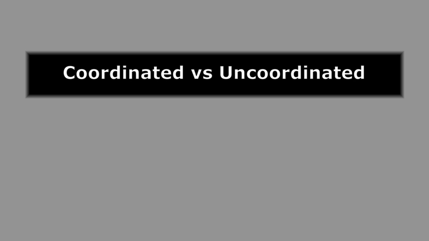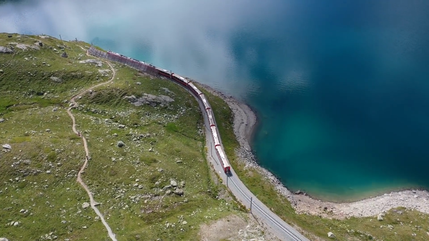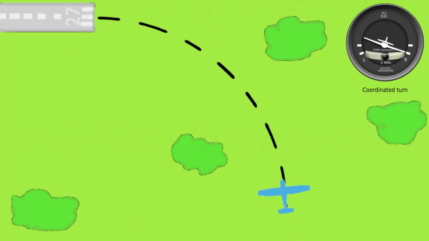Start with coordinated flight. Coordinated flight is when the nose and the tail move in the same direction. In this example, notice how the nose and tail are following the same path throughout the turn. You'll be able to tell that you're in coordinated flight through the turn indicator, with the bar being in between the two lines.